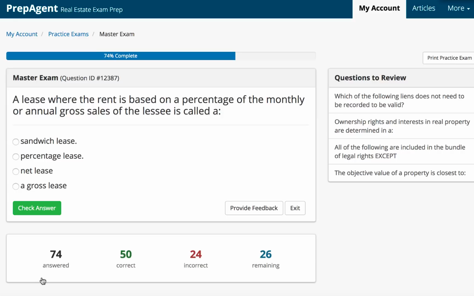A lease where the rent is based on a percentage of the monthly or annual gross sales of the lessee is called the percentage lease.